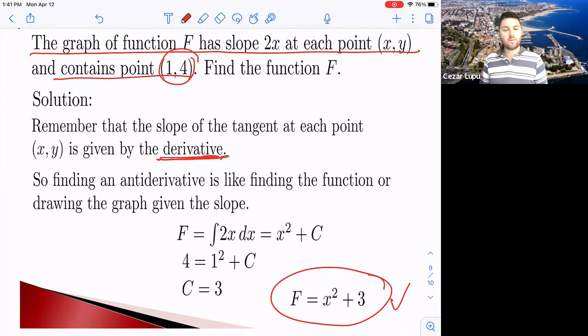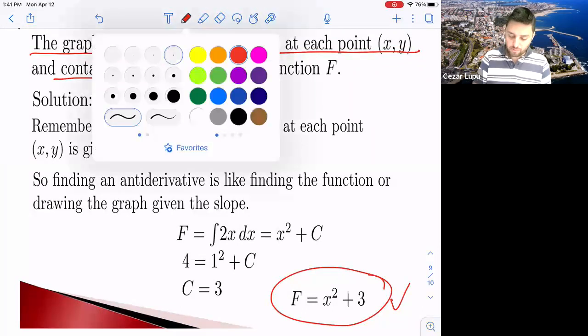So finding an antiderivative, and also another thing that you need to know is that finding an antiderivative is like finding the function or drawing the graph given the slope. All right, so that's the first application, and then I'd like to do one more.